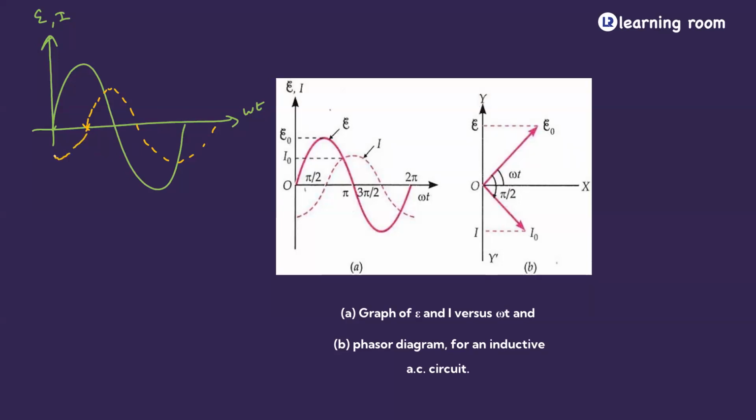Because what is the logic here? Current is lagging the voltage by pi by 2. So current should be at the bottom and EMF should be at the top. So this is how the graph will be drawn when you connect an AC source across an inductor. Right. So what is going to be the equation of this green color graph? The mathematical equation of this dotted graph is I is equal to I naught sine of omega t minus pi by 2. This will be the answer. Clear with this?